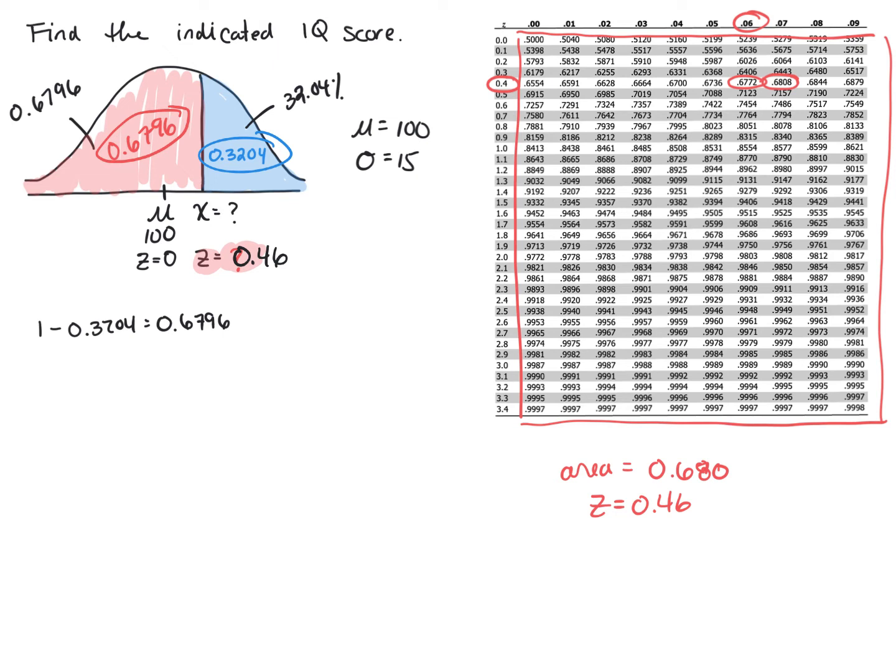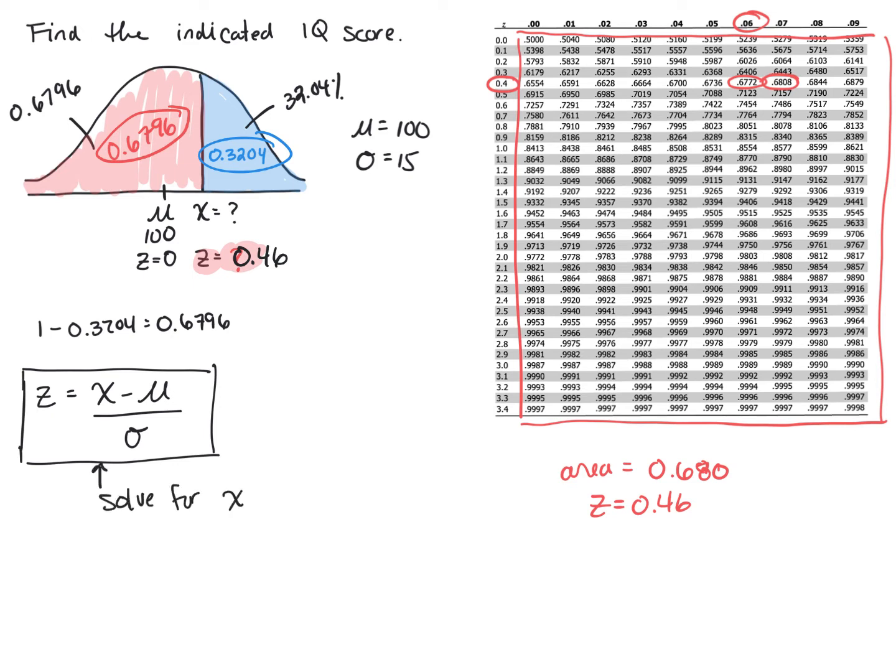Okay, so now I need to take that z-score and convert it back to that x value that represents the IQ score that sits in the same spot as a z-score of 0.46. So what we're going to do is use the formula for calculating the z-score. That formula is z equals x minus mu divided by sigma. But in this particular instance, I don't know what x is. So I'm going to take this equation and solve it for x.